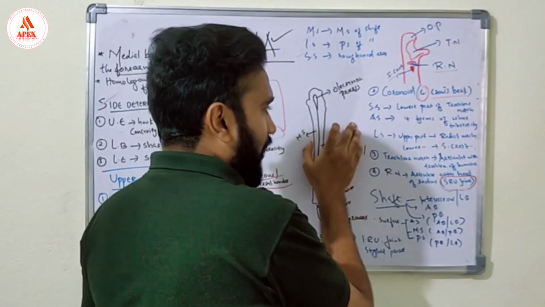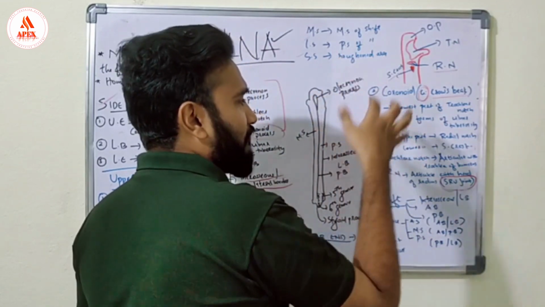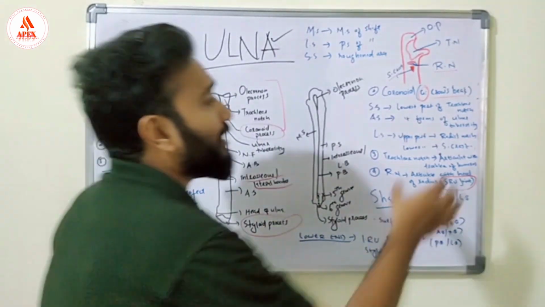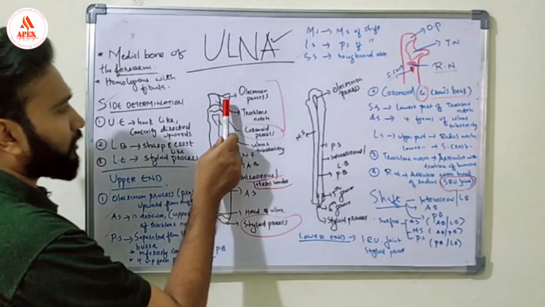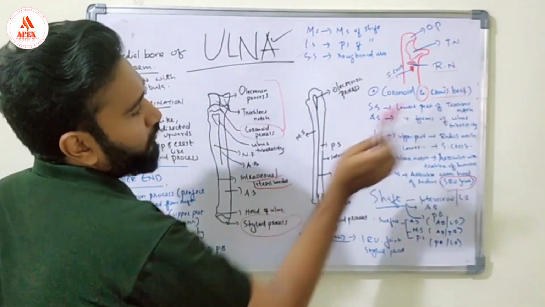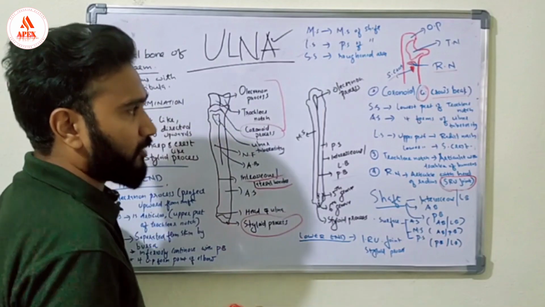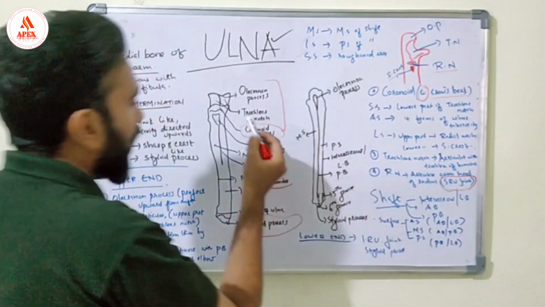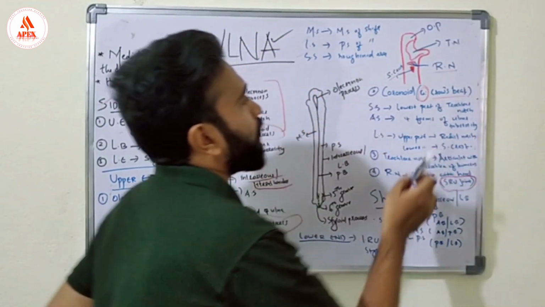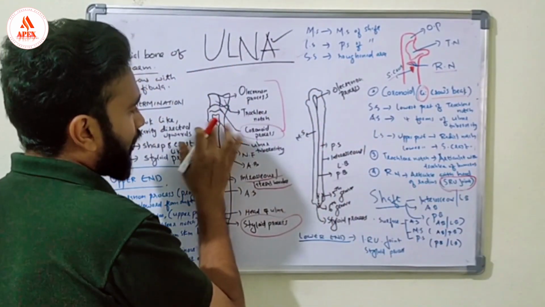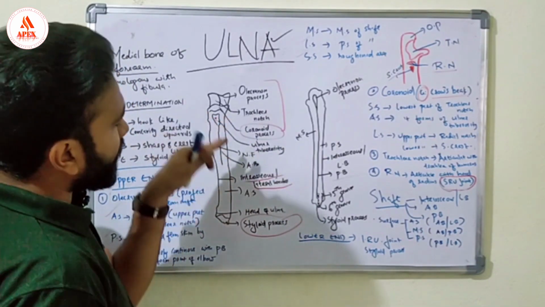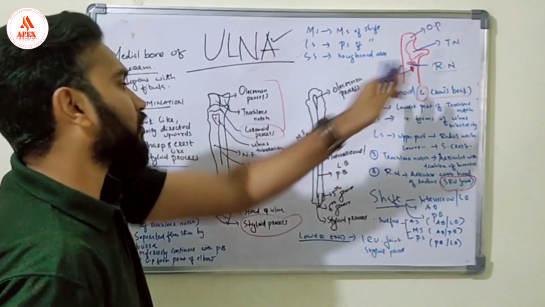The coronoid process has a superior surface, anterior surface, and lateral surface. The superior surface of the coronoid process is the lower part of the trochlear notch. See, this is the trochlear notch, and just below this we have the coronoid process. The anterior surface forms the ulnar tuberosity. See, here we have the ulnar tuberosity. The ulnar tuberosity is formed by the anterior surface of the coronoid process.